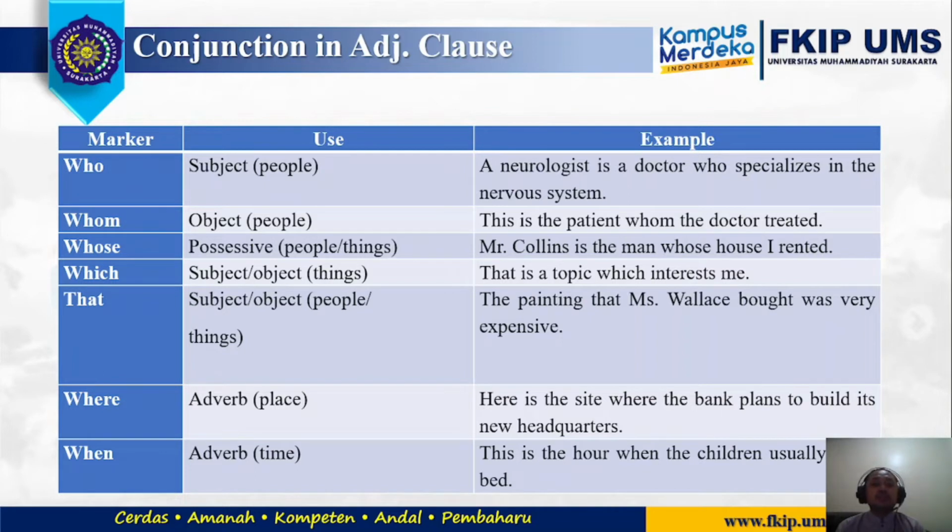Okay. And then we also have that. This marker that is more flexible. It can be used for subject, it can be used for object, whether it is people or even things. So that's why that is more flexible. It can be put in any kind of use.